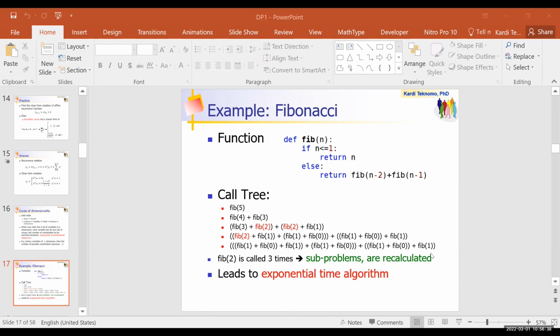And the sub-problems in here are recalculated again and again, right? So you will see that, for example, Fib2 is called 3 times here. And how about Fib1? Fib1 is called so many times, right? 1, 2, 3, 4, 5, 6, 7, 8, 9, 10. So 10 times of Fib1, yeah? And so on. So this leads to an exponential time algorithm. That's why your computation earlier became very slow.